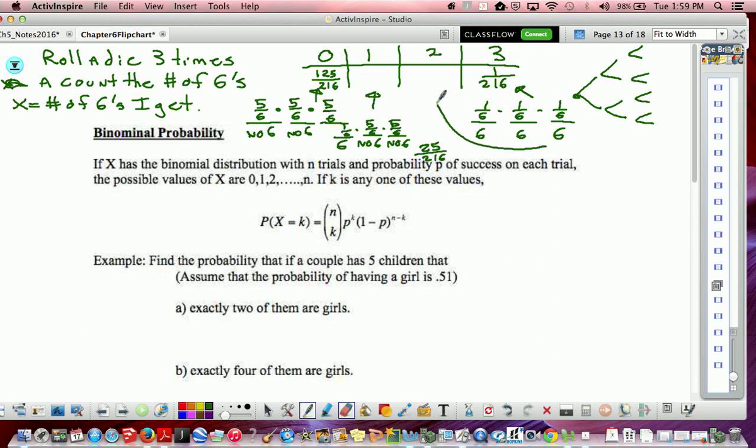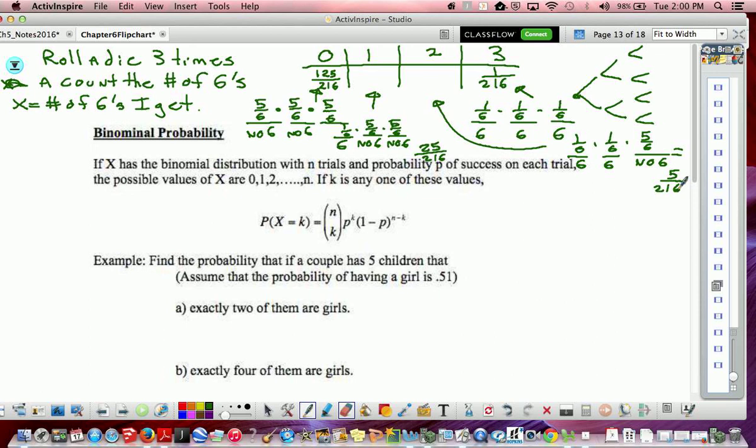When I do this one, that's getting a 6, no 6. 1/6 times 1/6 times 5/6, which equals 5 out of 216. But notice how I haven't written them up in that top space yet. There's a reason why I didn't do that.